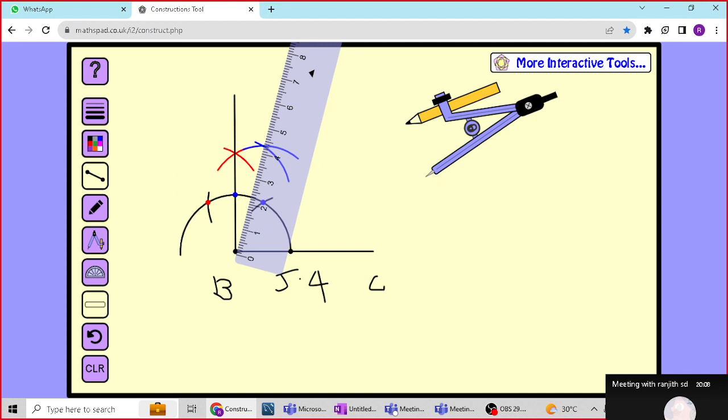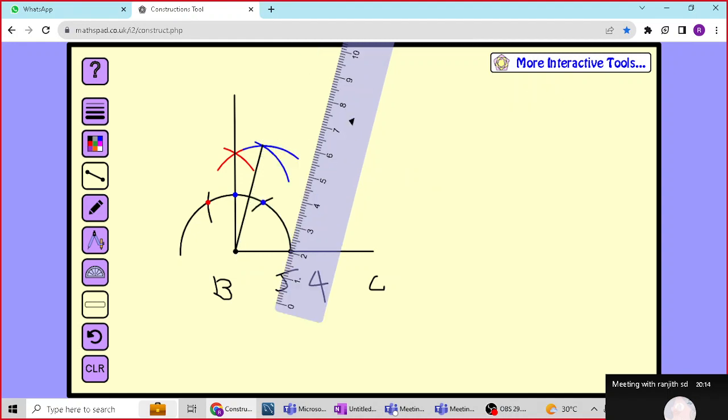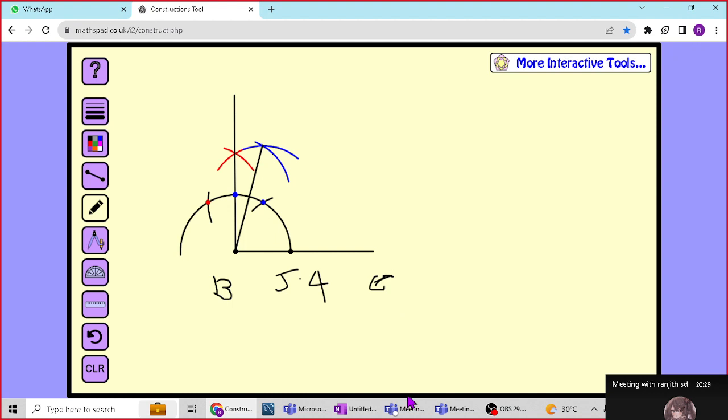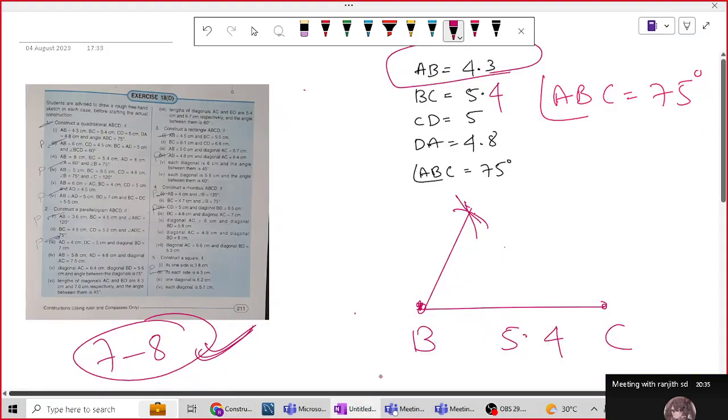From this point, look where I've kept the ruler. From this to 75 degrees, it has to be 4.3. Just draw a 4.3 line. Did you all get it like this? Yes, sir. Till you're done. The 75 degrees line is 4.3.